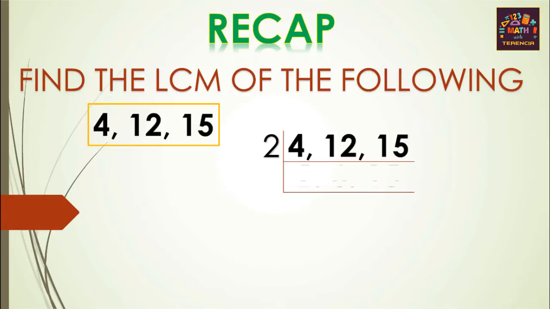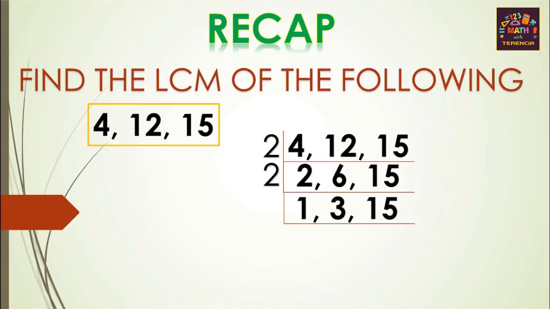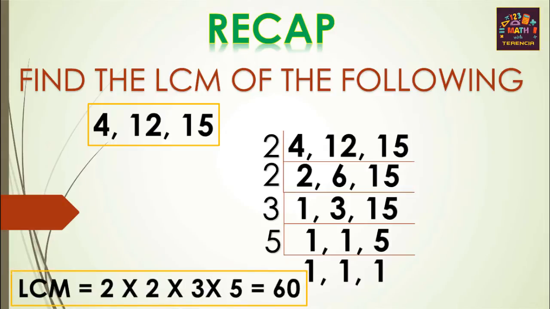So 2 can divide. When I divide 4 by 2, I will get 2. 12 by 2, 6. But I can't divide 15, so I write 15 as it is. We'll continue till we get 1. Next the factor is 2. Next the factor will be 3. So 3 divided by 3 is 1. 15 divided by 3 is 5. And I have got 2 ones, but I need to get all the numbers as 1. So the next factor is 5. Now the LCM will be the product of all these factors: 2 times 2 times 3 times 5, which is equal to 60.